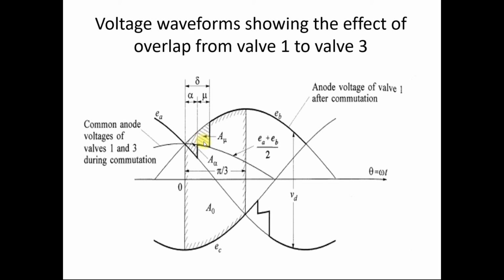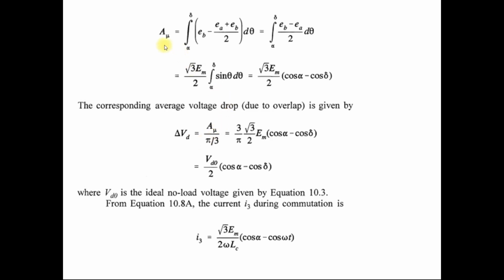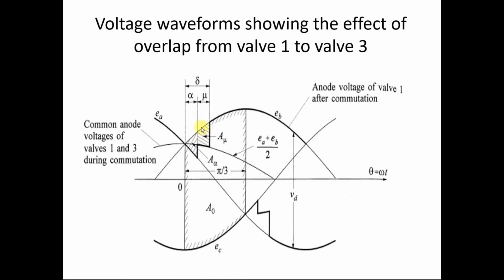From this waveform we understand, and we derive the equation for, how much voltage is reduced during the commutations. First, to derive the equation, we need to find this A nu. A nu is the area which is reduced because of the commutation. So we first find this area, and we can find it by integration. This area starts from here, and this angle is alpha.